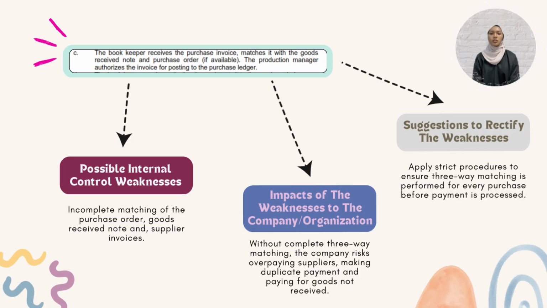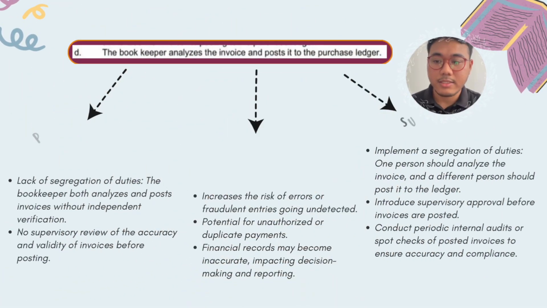impact of the weakness to the company or organisation. Without complete three-way matching, the company risks overpaying the supplier, making duplicate payments, and paying for goods not received. Last, suggestion to rectify the weakness: apply a strict procedure to ensure three-way matching is performed for every purchase before payment is processed.